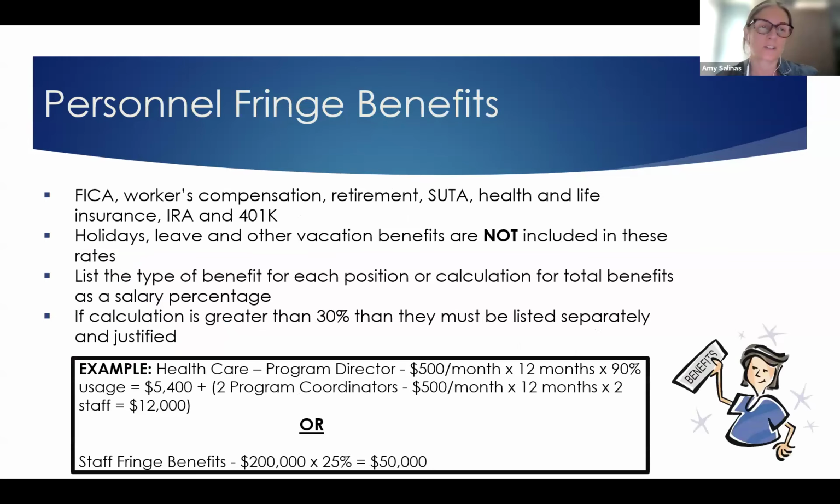The second subsection, section B, is personnel fringe benefits. For each of the staff that you list in the previous subsection, you have the ability to include fringe benefits. Allowable costs in fringe benefits include FICA, workers' compensation, retirement, SUTA, health and life insurance, and IRA and 401k. Holidays, leave, and other vacation benefits are not included in the fringe benefit rates.